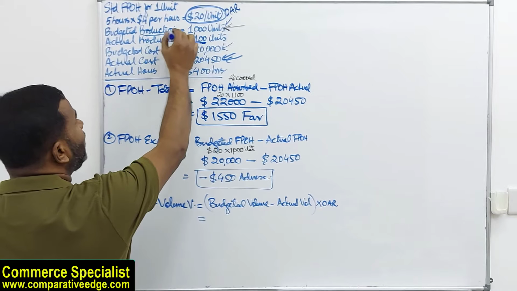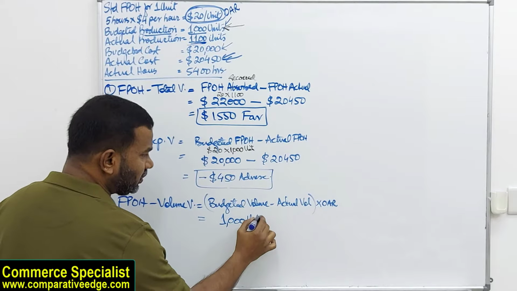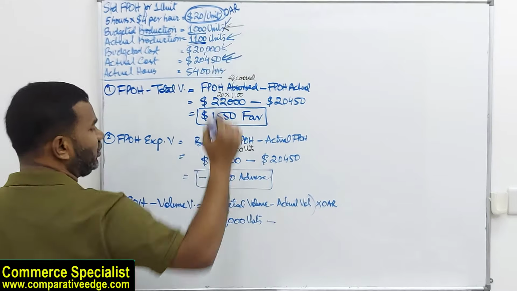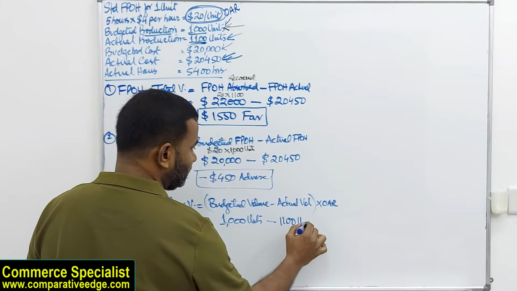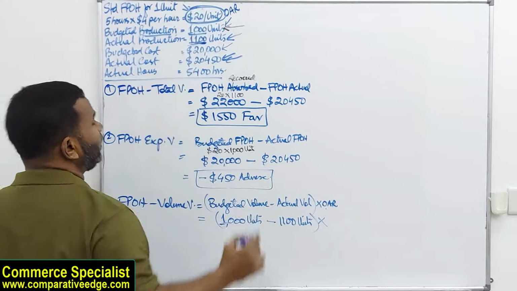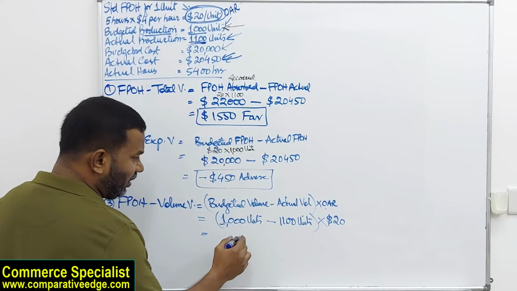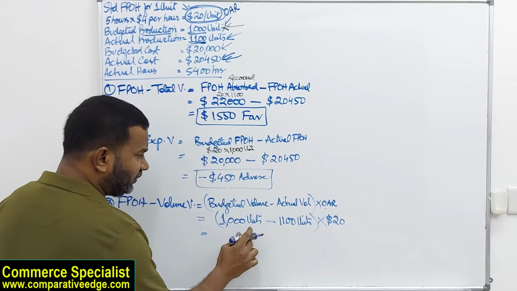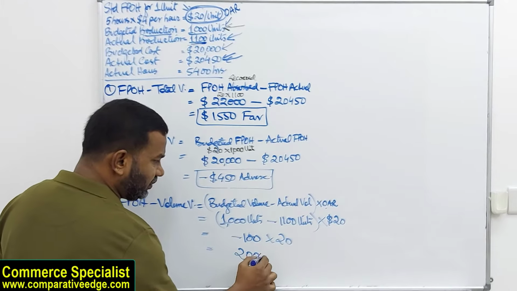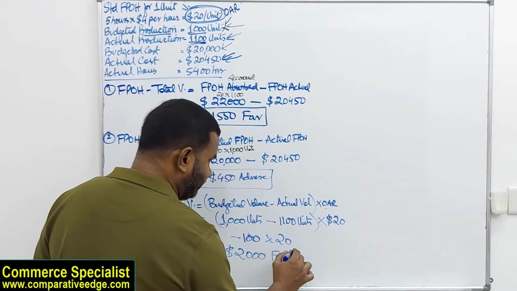Budgeted production, production means volume, 1,000 units. Your budgeted volume, budgeted production is 1,000 units. Okay? Actual volume, your actual production is 1,100 units. Into the overhead absorption rate, this is your overhead absorption rate per unit, which is $20. Now, 1,000 minus 1,100 will give you minus 100 into 20 will give you 2,000. But please understand, this is important. This is a favorable variance.